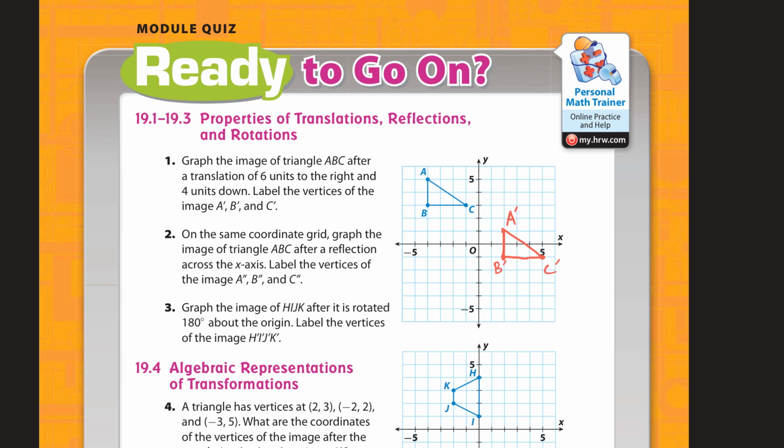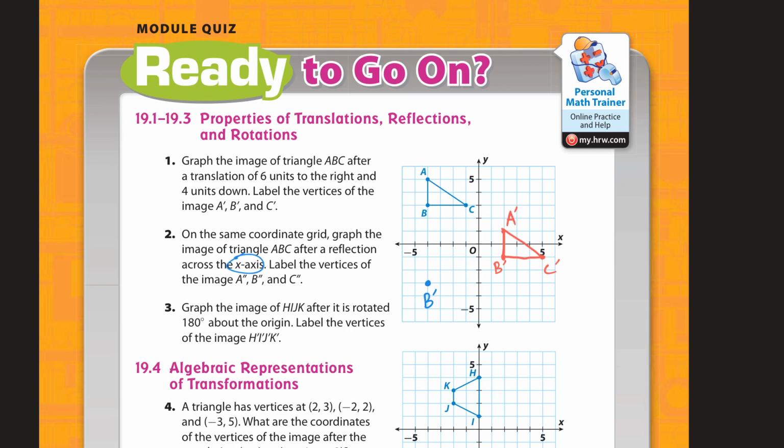That's number one. Now, on the same coordinate grid, I'm going to make this in blue, graph the reflection about the x-axis. The x-axis is the horizontal line, and I'm going to count. Let's go for B right now. I count first to the line of reflection, 1, 2, 3. So B prime is going to be 1, 2, 3 below that. So that makes B prime right there.